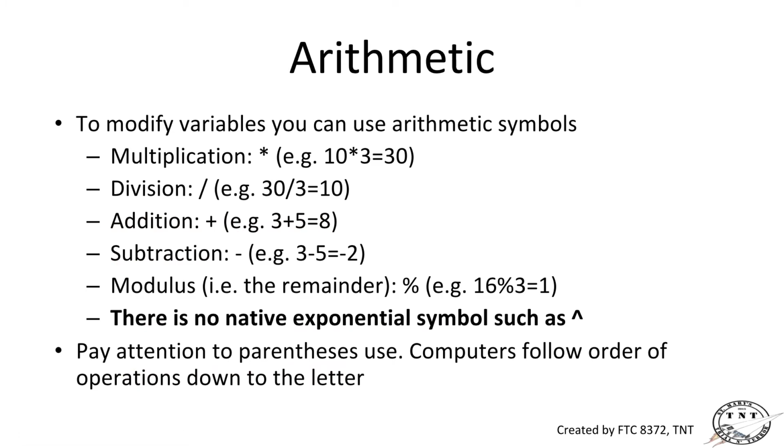So as for arithmetic symbols, you have multiplication, division, addition, and subtraction like normal. Multiplication is an asterisk and a division is a forward slash. However, there's also a new one called modulus. Now modulus, rather than returning the answer of a division, it rather returns the remainder. So 16 mod 3 would be 1, because 3 goes into 16 5 times and leaves 1 left over. Keep in mind that there's no native exponential symbol such as an upward caret like there normally is in calculators. There are methods to do so, but just keep in mind that you shouldn't write an upward caret.